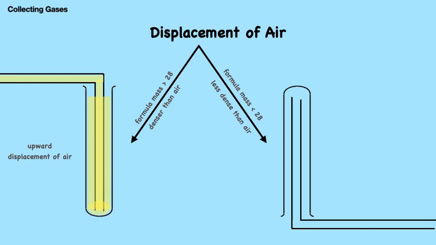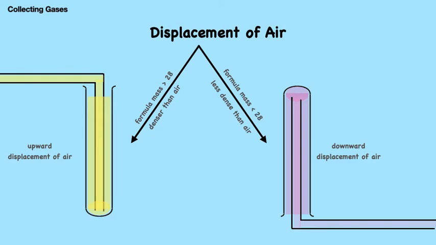Compare that with the right-hand side now. This is a gas less dense than air. In it comes, it'll rise up there, and because it's less dense than air, it'll stay at the top of the test tube and fill the test tube from the top. Again, this time pushing the air down and out. So we call this downward displacement of air.